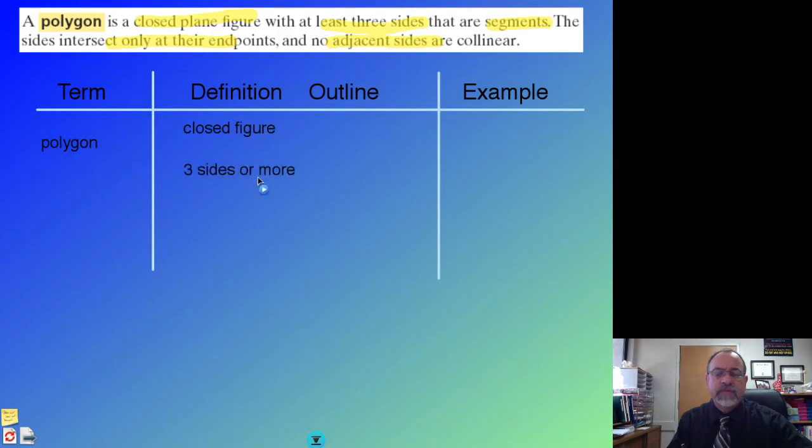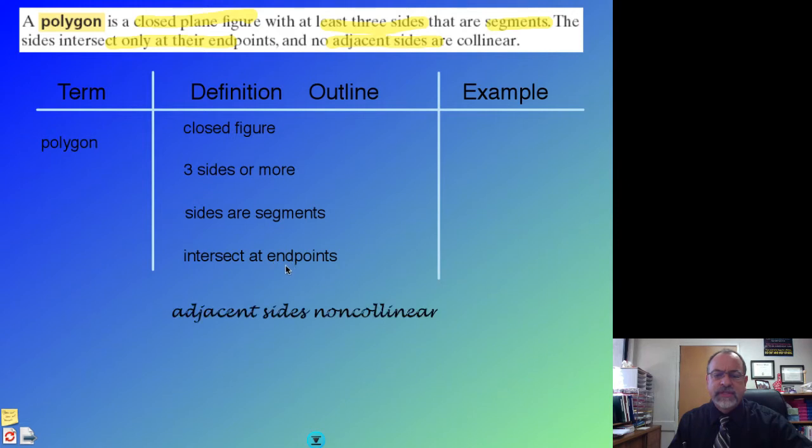So if we break that down and put that in our notes, there are really these five characteristics. Number 1, it's a closed figure. Number 2, it has to have at least 3 sides. Number 3, the sides have to be segments. Number 4, they can only intersect at their endpoints. And number 5, the adjacent sides cannot be on the same line. So when you're determining whether a figure is a polygon or not, go through these 5 things like a checklist. If any one of these is not met, then that figure is not a polygon.